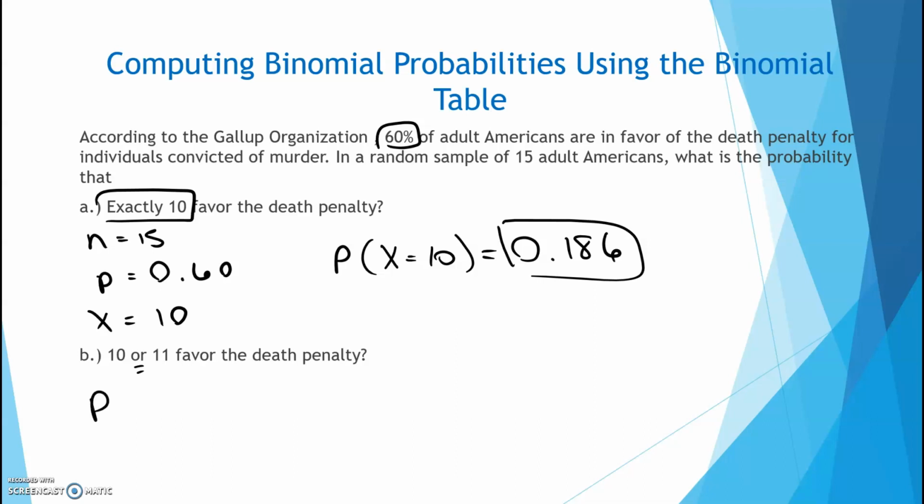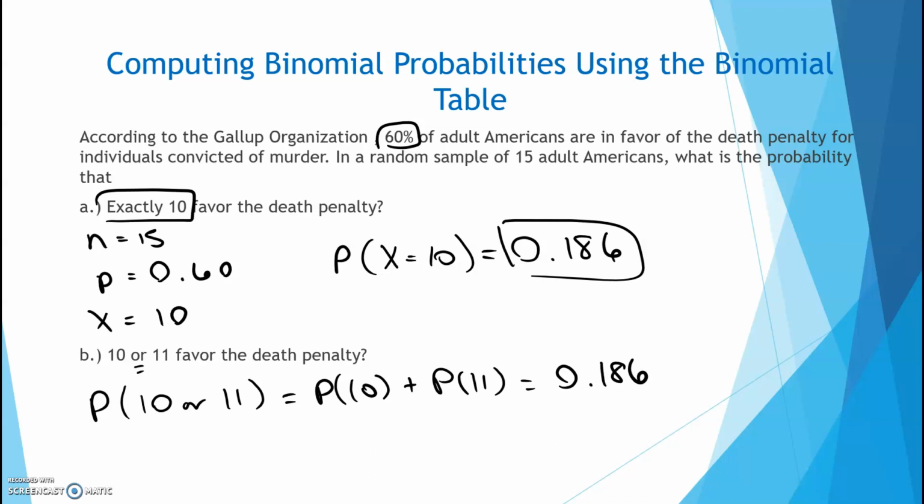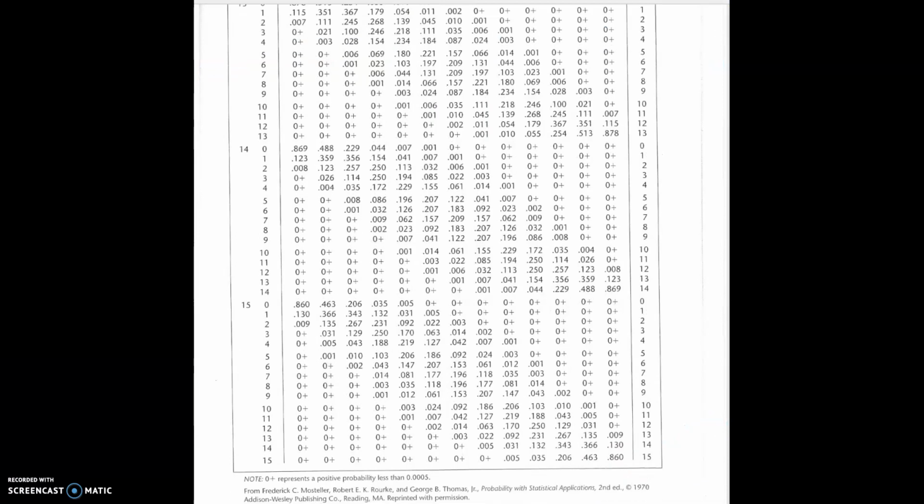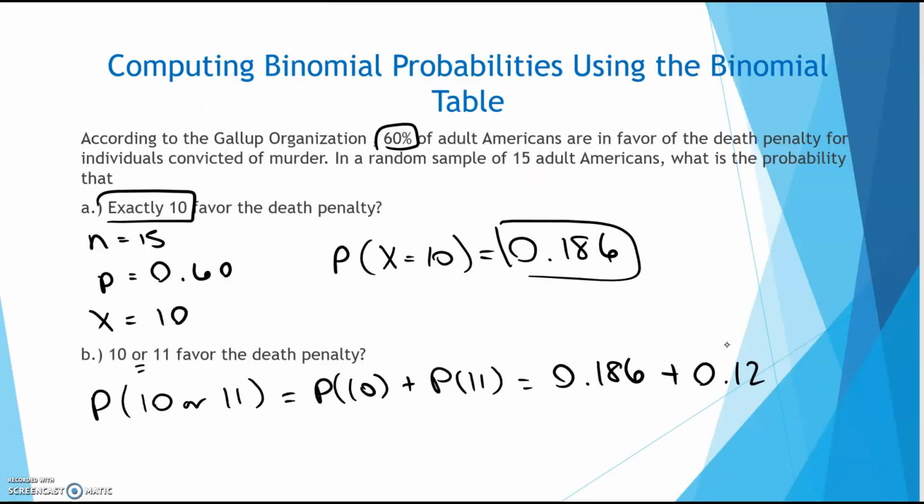Now if it says 10 or 11, remember the or is going to be addition. It's the addition rule. So the probability of 10 or 11 is the probability of 10 plus the probability of 11. We just found the probability of 10. That was 0.186. But now I have to go back and find 11. Here's 10 right here, and we need 11 right below it. There's 11, 0.127. Plus 0.127. Add those two up, and you get 0.313. And that would be your final answer.